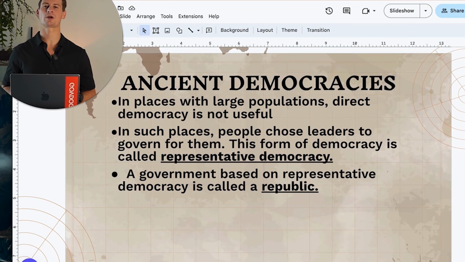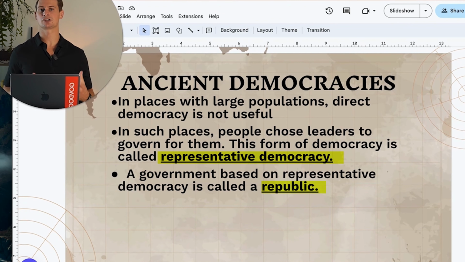So a more efficient way of implementing democracy in places with large populations is to put in place a representative democracy. This is where individuals or citizens elect an official to represent them and make decisions on behalf of them in the halls of government, right? This is what we have in America. A republic is an example of a representative democracy.